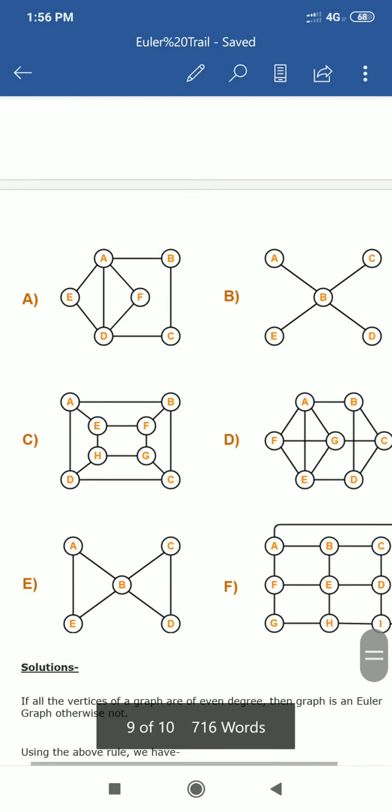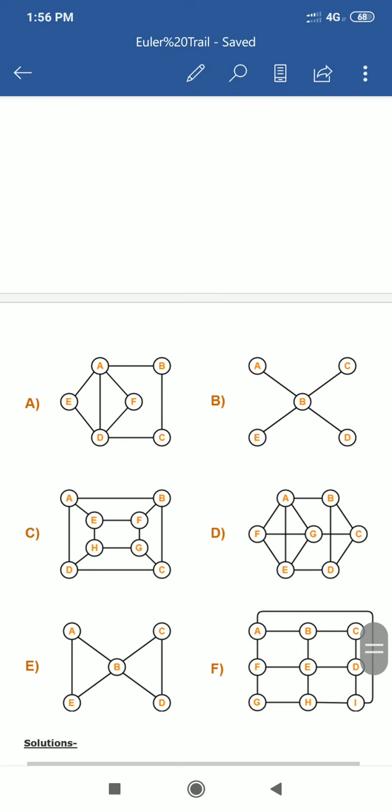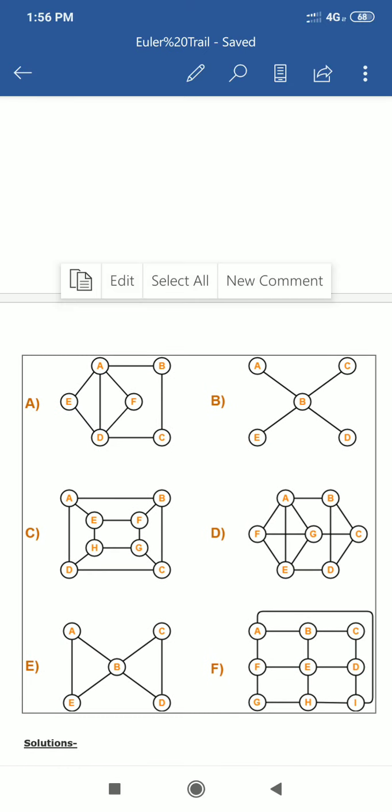Now at home you have to check these figures. There are 6 figures, please note them down, and you have to check whether these graphs are Euler, semi-Euler or not. You can check either by degrees, or you can find some Euler trails and Euler circuits.